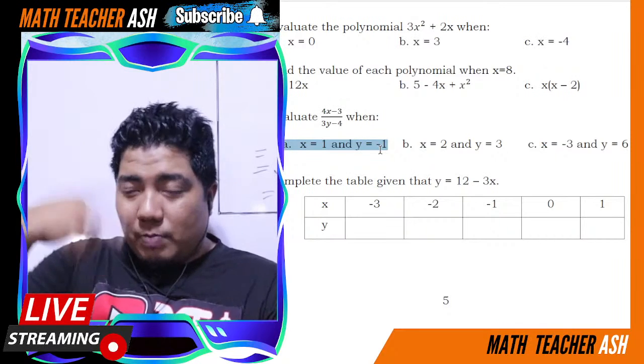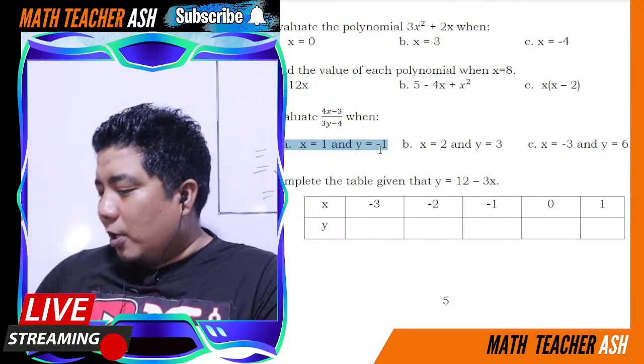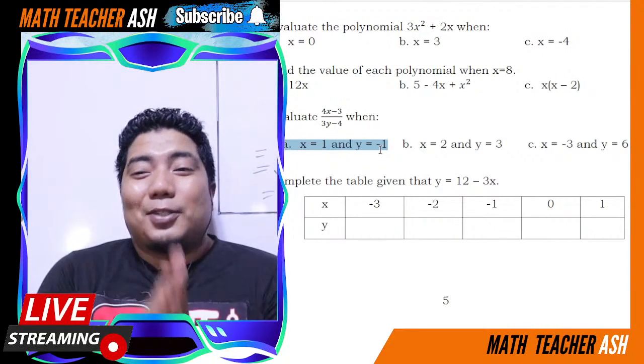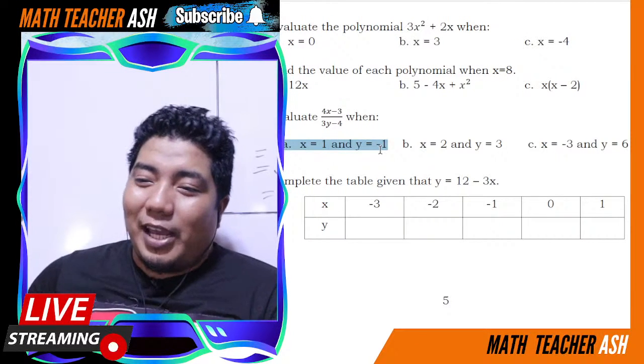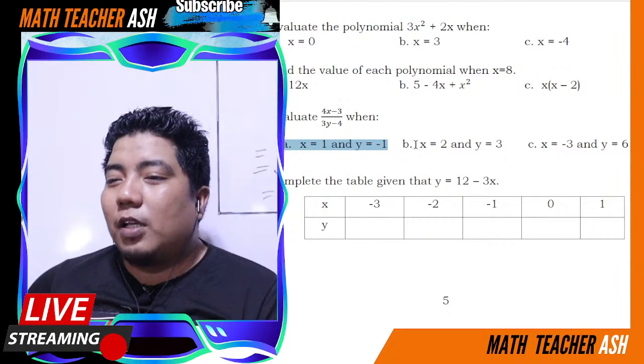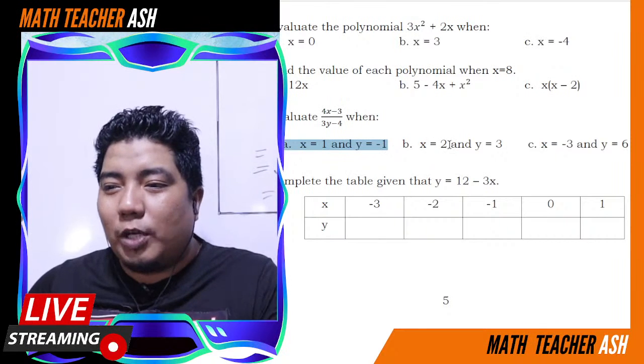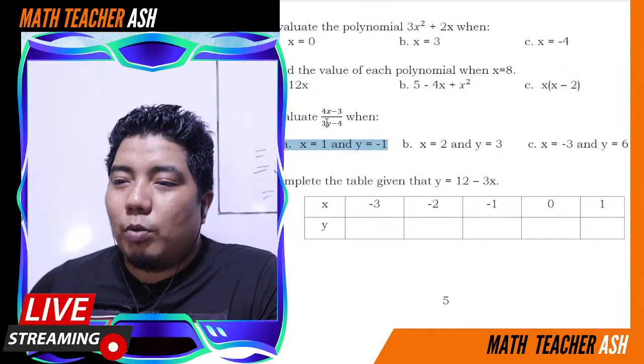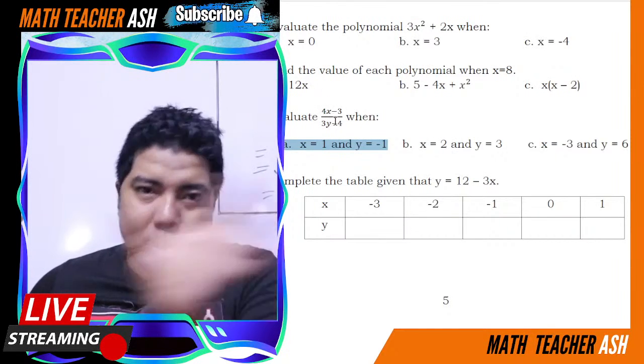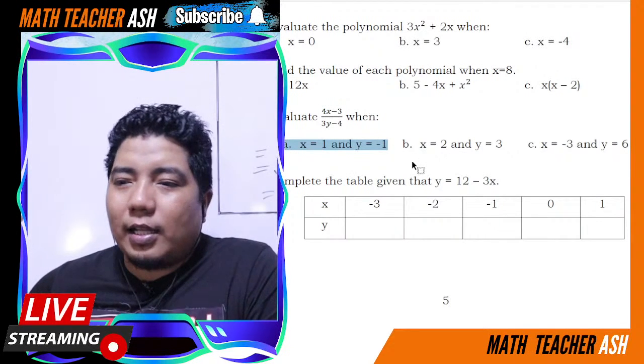Pwede lang ma-interchange ang negative sign dyan. Okay? So, I hope nakuha nyo ang letter A. Now, how about letter B? So, sa letter B, ganun pa rin ang situation. Palitan nyo si x ng 2, palitan nyo si y ng 3. Tapos, isosolve nyo and then simplify. Ganun lang kadali, my dear math learners.